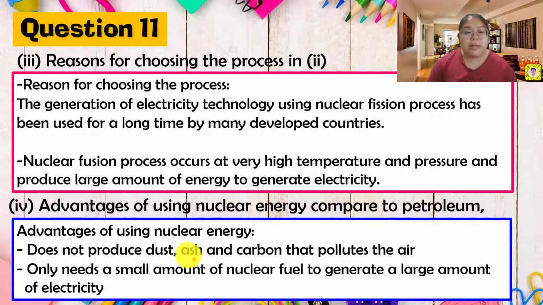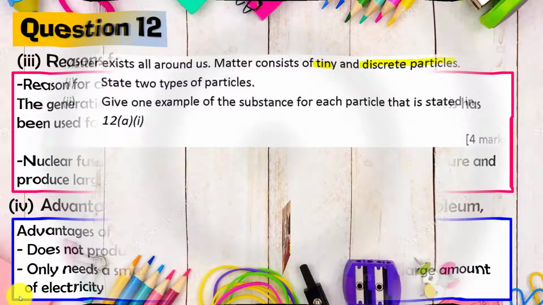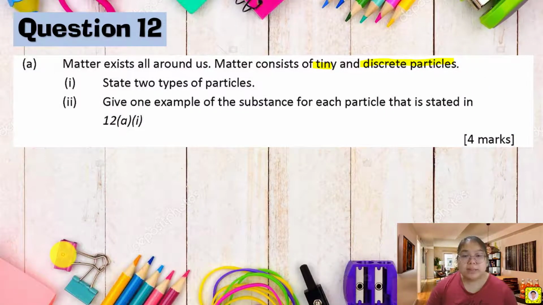Okay, so normally if they ask you about the advantages too, you just say first, no pollution compared to fossil fuel, because that one needs to burn, this one doesn't need to burn. Another one, it needs only a small amount of the sources, and after that it can produce a large amount of energy. This is important, because with a large amount of energy, we can generate more and more electricity. Okay, then we finish question 11. They normally ask the format like this.